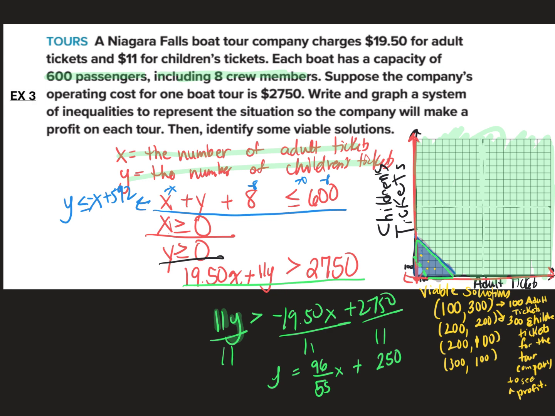And I won't write all of those. We'll just do the first one. Let me highlight that. So 100, 300. And so all of those mean the same thing. 200 adult tickets and 200 children tickets have to be sold for the company to see a profit. 200 adult tickets, 100 children tickets, and 300 adult tickets, 100 children tickets. So those are all viable solutions because they fall within this shaded region.